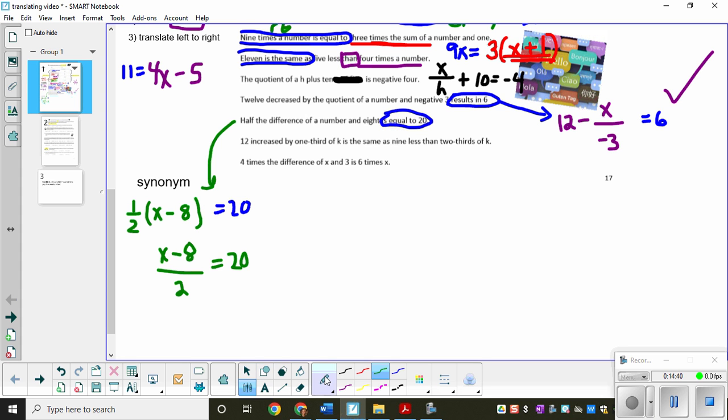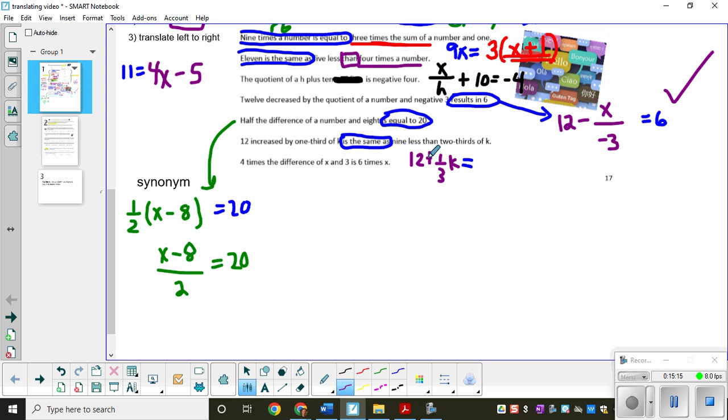All right, we've just got 2 more examples here. All right, for this one, 12 gets increased by 1/3 of k, and that is the same as 9 less than 2/3 of k. All right, so we do have the word is. We have is the same as. All right, there's my blue. Now over here, there's no than. We have 12 increased by 1/3 of k. So 12 plus 1/3 k.